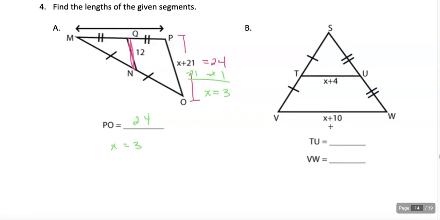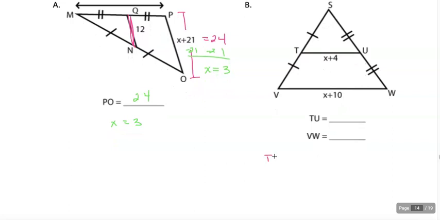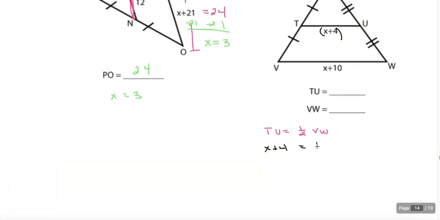Alright, let's see what the next one's going to be. This one is a little more challenging. So TU and VW are the two lines that are parallel. TU is the mid-segment. So remember, TU is going to be half of VW, or VW is twice as big as TU. And I would probably write that first: TU is 1/2 of VW. When you write it that way, then you say, okay, well, TU is x plus 4, and x plus 4 has to be half of x plus 10, half of VW.